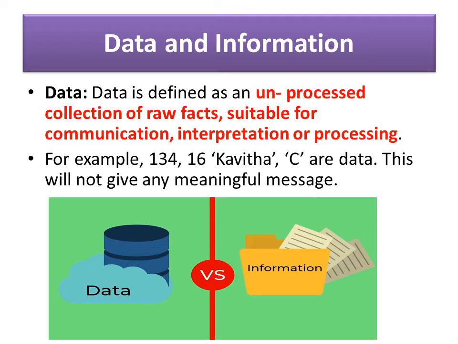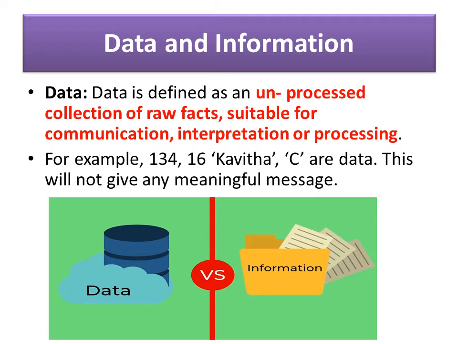So it is an unprocessed collection of raw facts. Some raw facts are there which are not processed, and the data is suitable for three things. They are communication. You can communicate the data. You can interpret it. You can come to a conclusion from it by using the data, and it can be processed. You can do some processing on it.